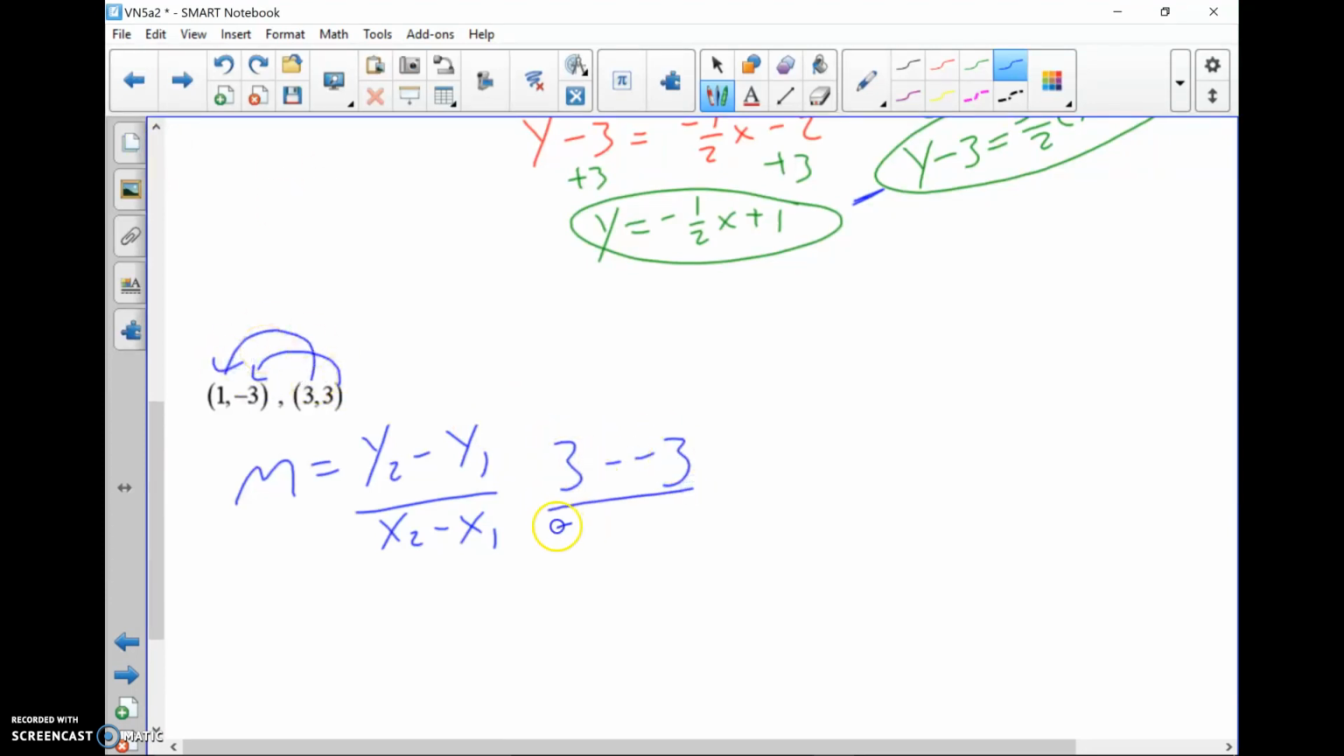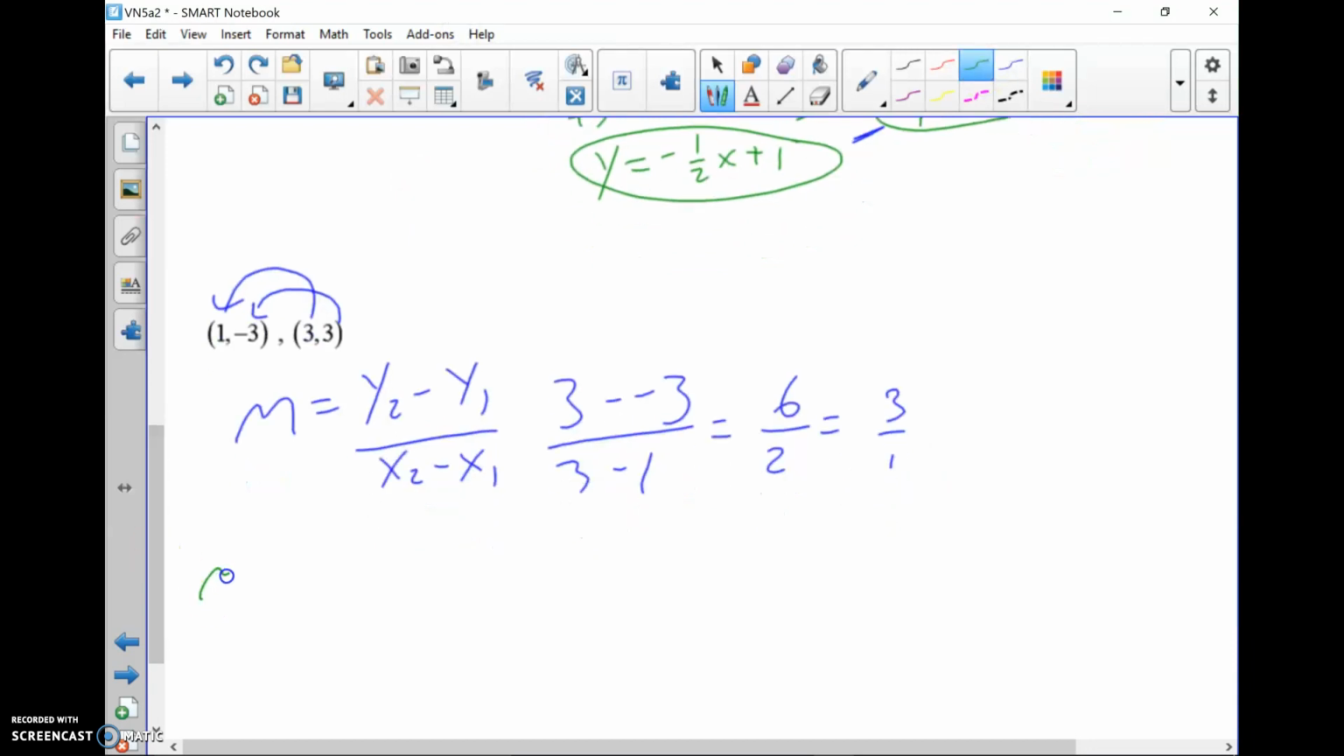X2 minus x1 on the bottom is 3 minus 1. 3 minus negative 3 is really 3 plus 3 is 6, and 3 minus 1 is 2. This divides down to be 3 over 1. So our slope is 3. So m equals 3, which is the same thing as 3 over 1.